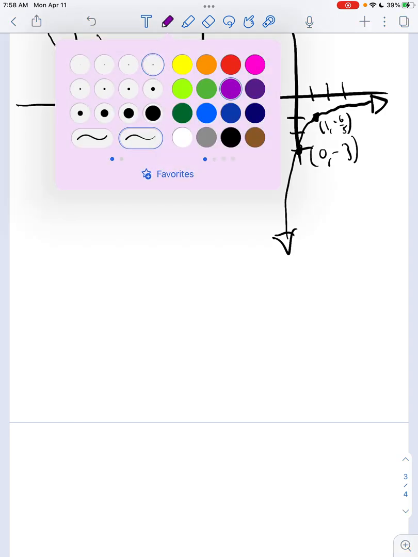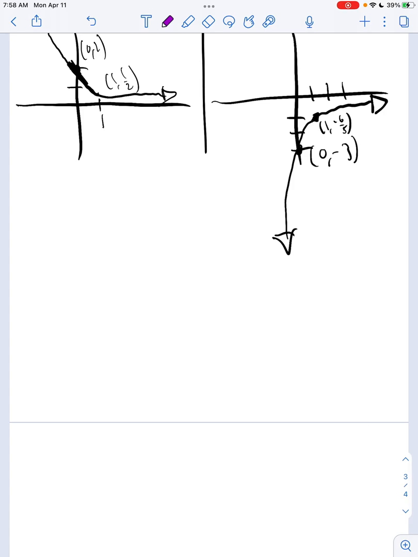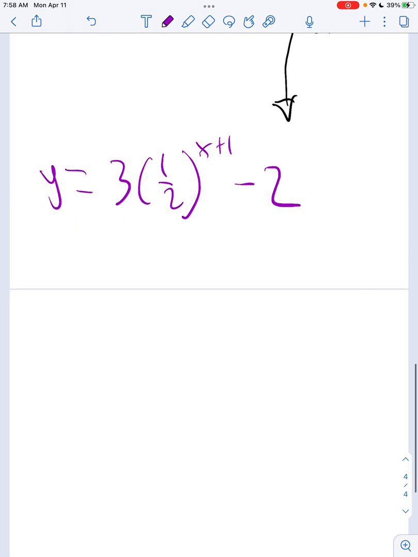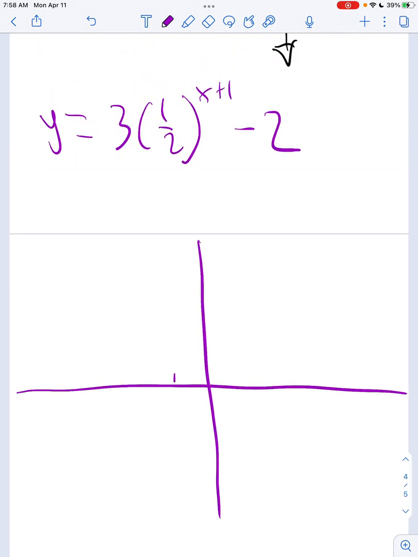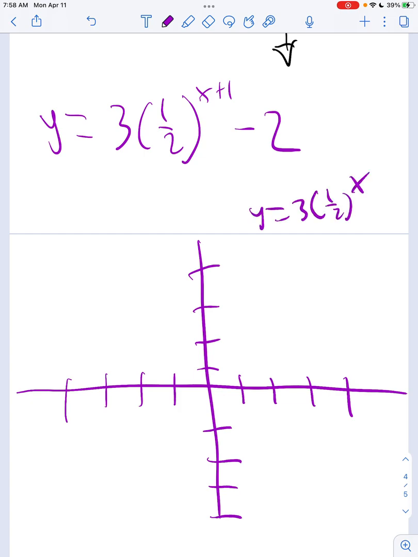Okay, graph the following equation and state the domain and range. So if we are trying to graph y equals 3 times (1/2)^(x+1) minus 2. So again, I'll start by graphing my parent function. All right, so the parent function would just be y equals 3 times (1/2) to the x.